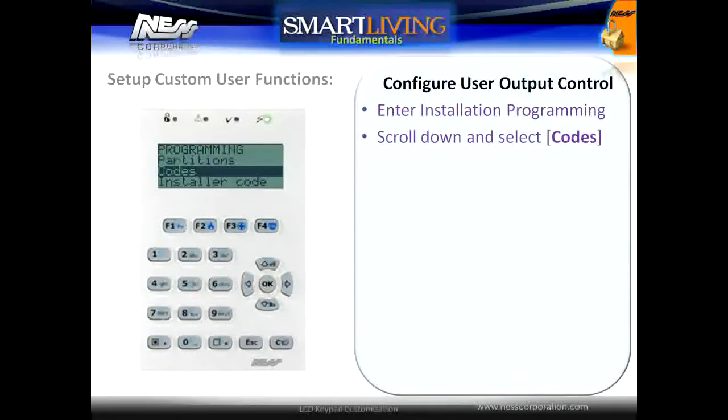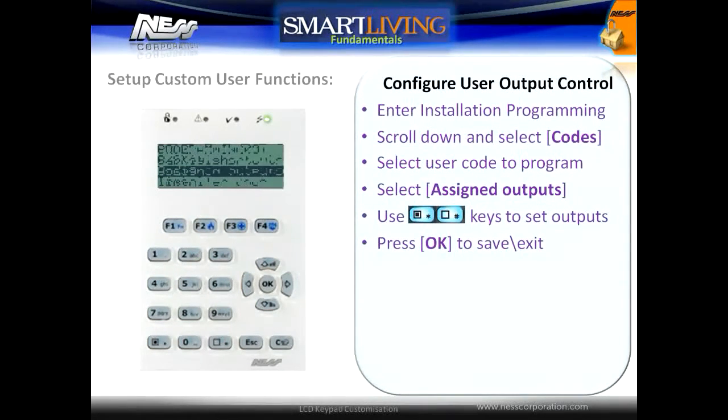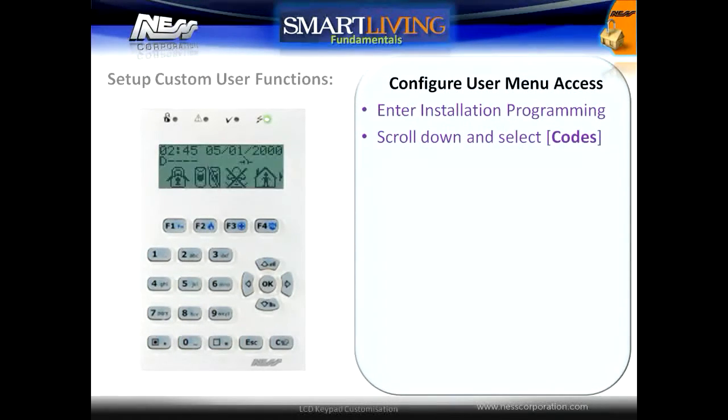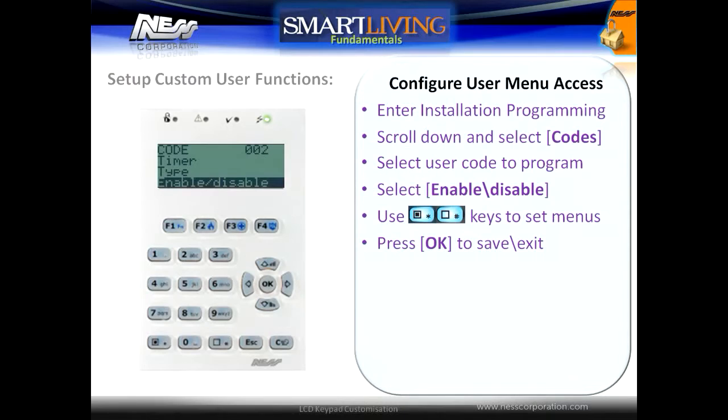To configure user output control, select Codes, and then select the code to program. Select the Assigned Outputs menu and use the check buttons to select the outputs. Press OK to save. To configure user menu access, select Codes, then select the code to program, and select the Enabled Disabled menu. Use the check keys to set the menu options to access, and then press OK to save.